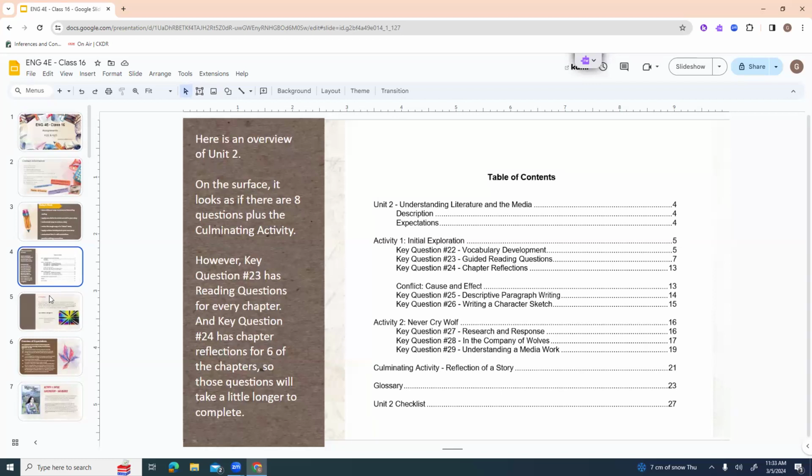At the very end of this unit, there is a glossary. It is really important in order to be able to do key question number 22 for vocabulary development. And then there's a checklist to make sure that you've got everything done.